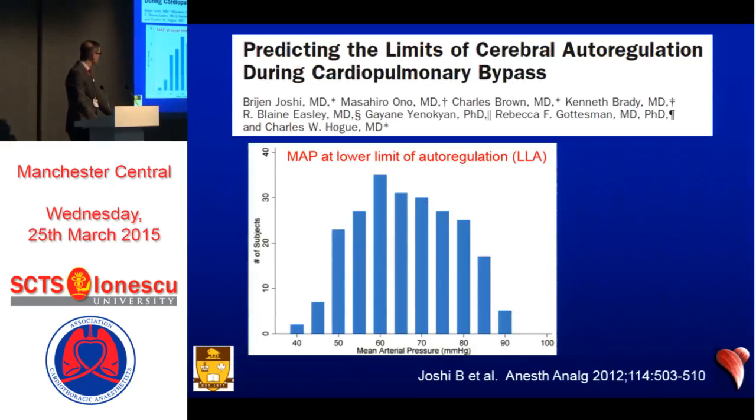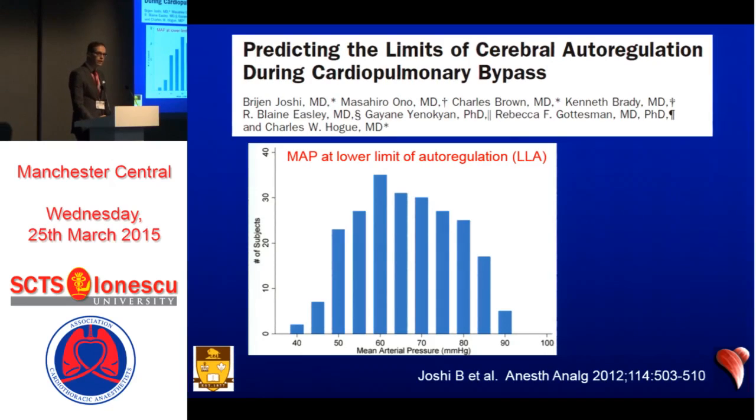In fact, Dr. Hogue and his colleagues at Hopkins did a very, very nice study using cerebral oximetry to define what the mean arterial pressure was at the lower limit of autoregulation. And what you can see from this graph is that there is a huge variability from patient to patient in terms of where they start falling off that autoregulatory curve. Some patients are fine down to 50 or lower millimeters of mercury. Others need to have their mean arterial pressures substantially higher. And I think we often fail to recognize that there is a wide variability in this.